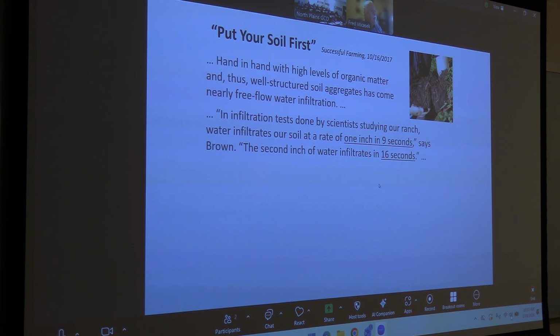Well, going back to another statement Mr. Brown made, right here he talks hand in hand, he has high organic matter levels, so he had good structure, good soil aggregates, some good pore space. An infiltration test done by scientists, and I think this is probably where the previous slide came from, said water infiltrates our soil at the rate of 1 inch in 9 seconds, and the second inch in 16 seconds.